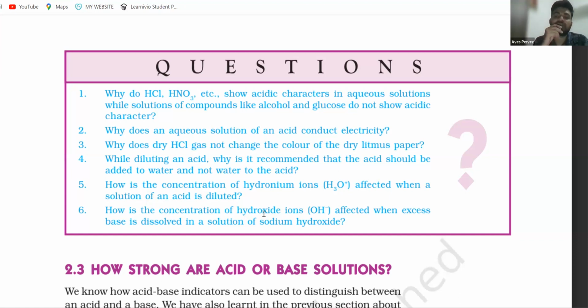Shweta, you need to answer. Will the basic solutions also have H plus ions? Yes, sir. Bases will also have H plus ions.